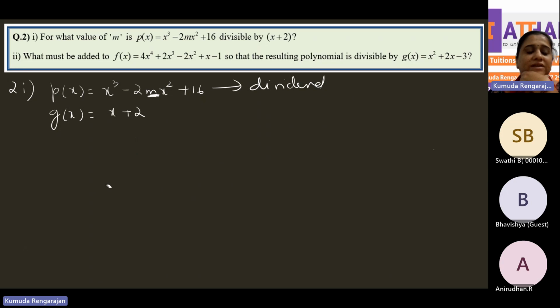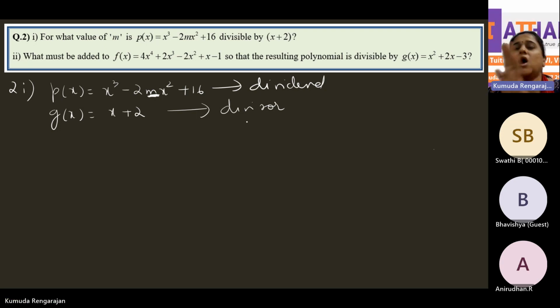We understand the dividend and the divisor polynomial. Now the question is, P of x should be divisible by g of x. So we understand that the remainder should be 0. Divisible means exactly divisible. Remainder is 0. Now how will you find the remainder? Equating the divisor to 0, we get the value of x is minus 2.